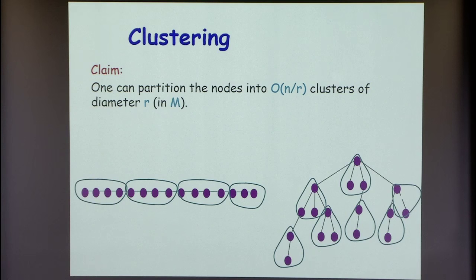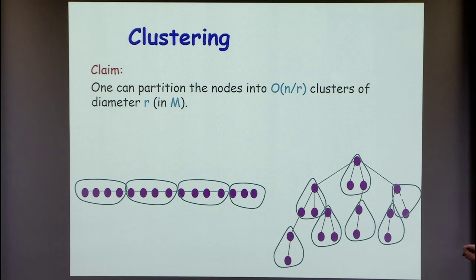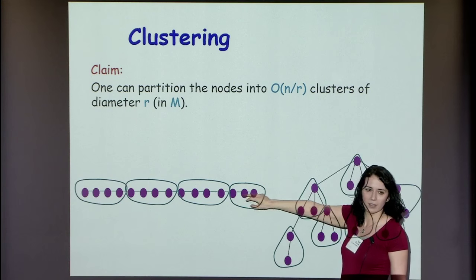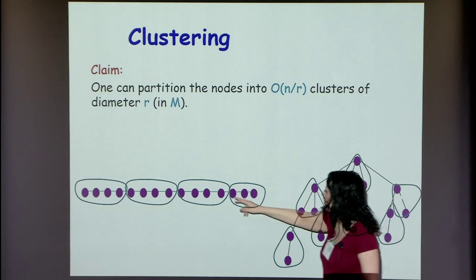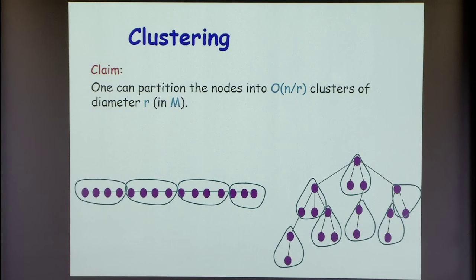So why can we do that? Let's assume, it's easier to assume, that the MST is just a path, even though it's not necessarily the case. If the MST is just a path, it's very easy to do. We can just take the first R edges, cluster them together, and then take the next R edges and cluster them together. Okay, so we will get that way that the diameter in each such cluster is R, and we have n over R clusters.